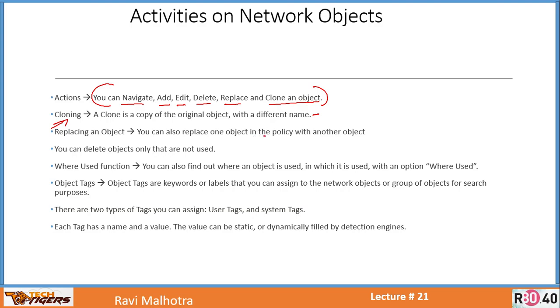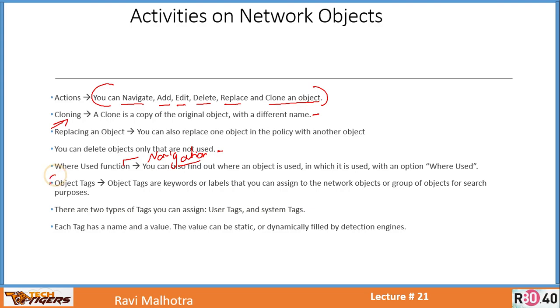Replacing an object: you can also replace one object in the policy with another object. You can delete objects only that are not used. You can delete them, but they should not be used in any policy. There should be no reference for that object. Where used function means navigation. So take an example. You just want to see where one particular object is being used, in how many rules. You can right click that object and click on where used.